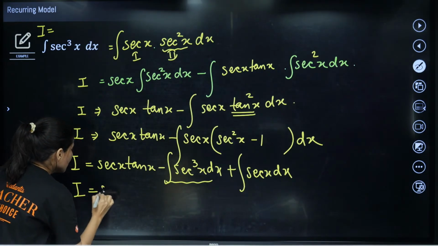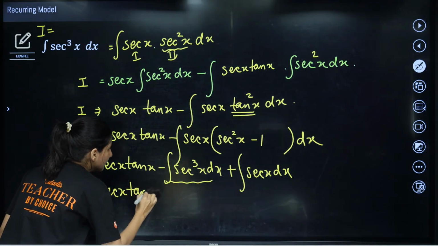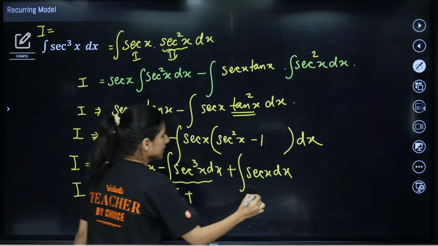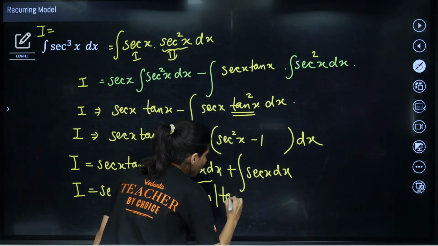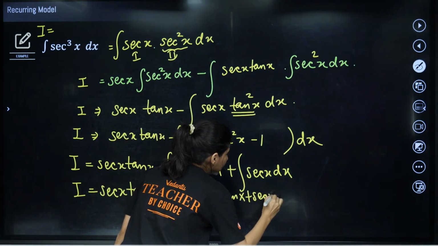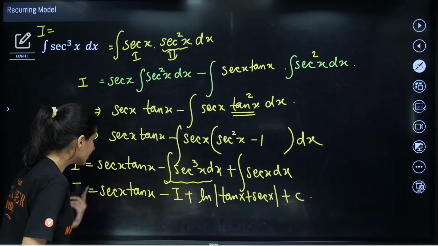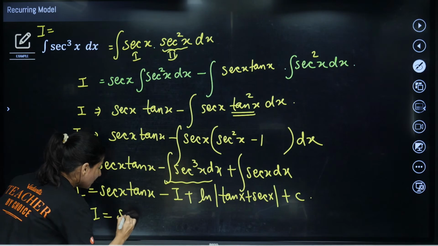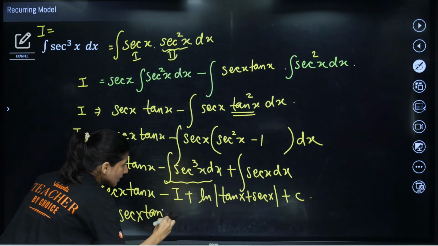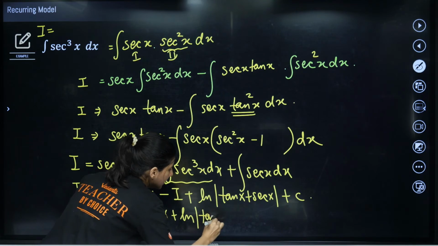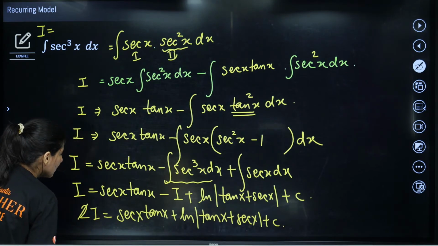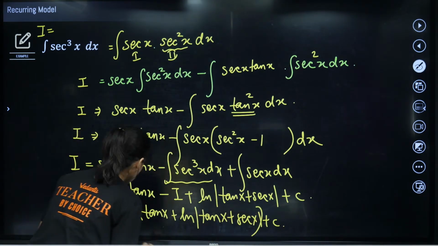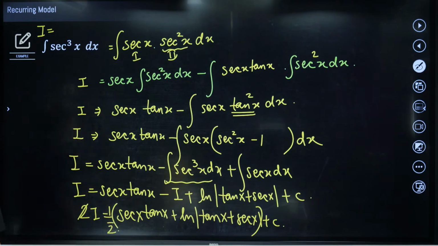I can write I in place of this. So I will be equals to sec x tan x minus I plus, this is sec x ka integration. So integration of sec x is log of mod of tan x plus sec x plus constant. Correct? Now just shift this I. 2I will be equals to sec x tan x plus log of mod of tan x plus sec x plus constant. 2 will be gone and it is going to be 1 by 2. So this is the final answer. Understood or not? Let me know.